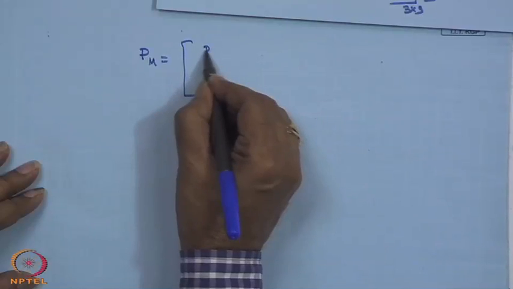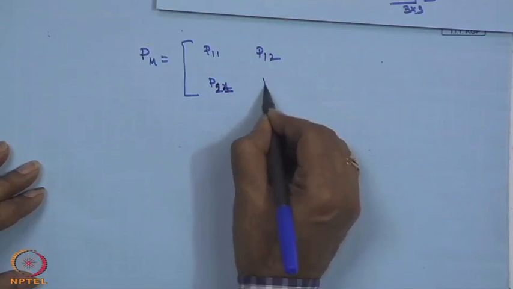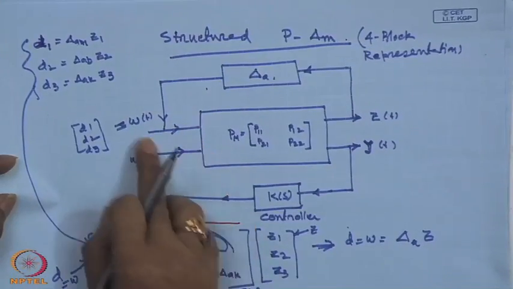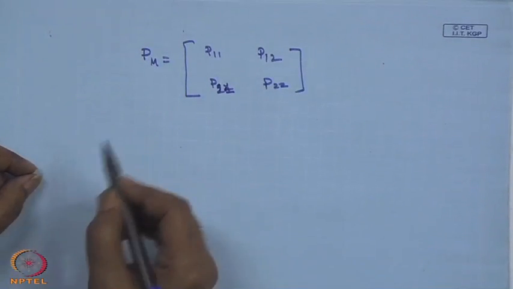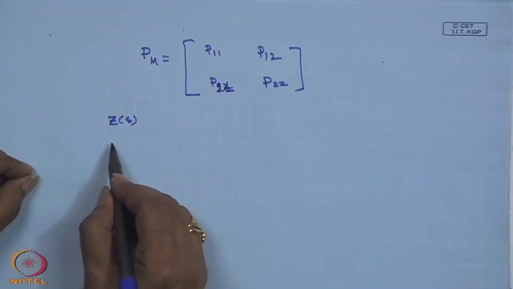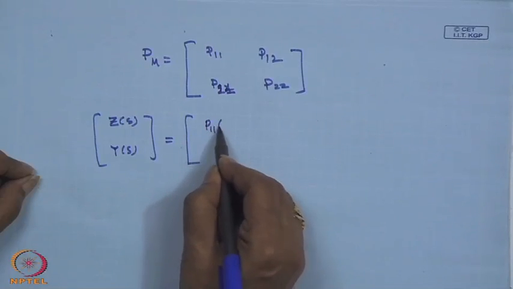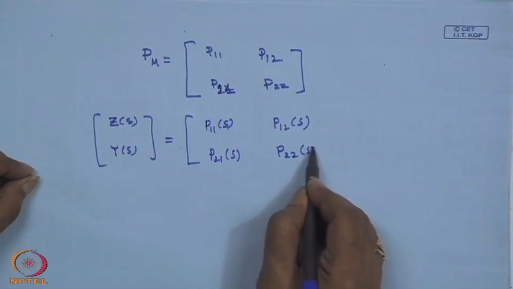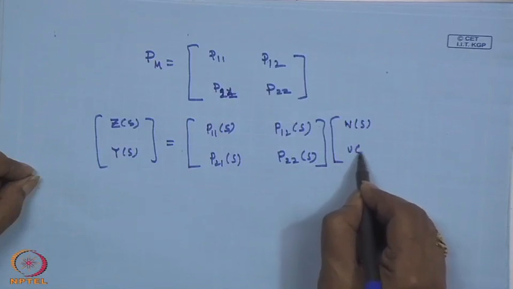PM is P11, P12, sorry, P21, P12, P22. Agree? And what is this input? Input is in transformation form. Input is W1 U Z. So, your transformation you can say, then I can write it now: Z of S, Y of S is nothing but your P11 of S, P12 of S, P21 of S, P22 of S into your input W of S and U of S.